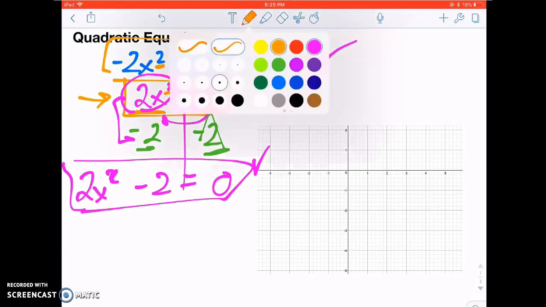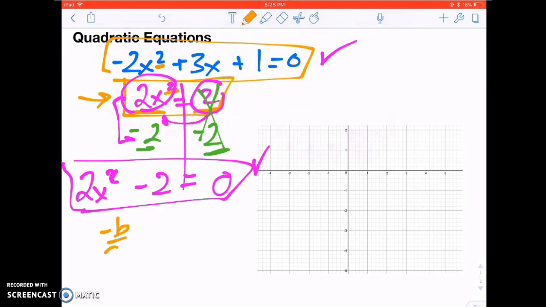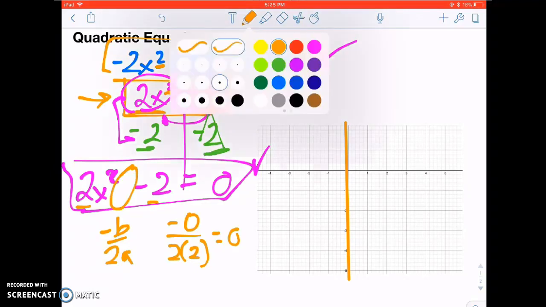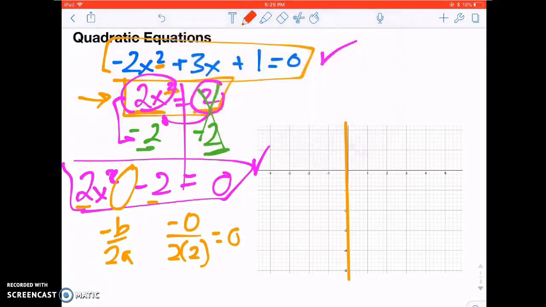We would find the axis of symmetry, which is negative b over 2a, and in this case you can see there is no b. We have an a and a c, so it will be negative 0 over 2 times 2, which is just 0, which tells me this graph has an axis of symmetry of 0. You can plug that in to find the vertex, and you will eventually get a graph that looks something like this. And you'll see that this thing never actually crosses the x-axis, so there are no solutions.